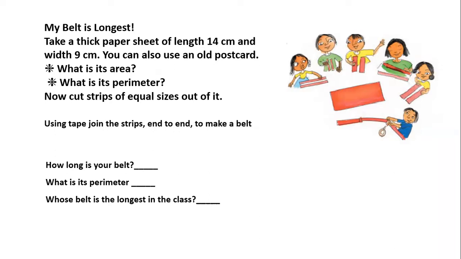47 is the perimeter? No, not possible, 47 is impossible. The area is 126, sir. For the perimeter, two into 14 plus 9, so 46.